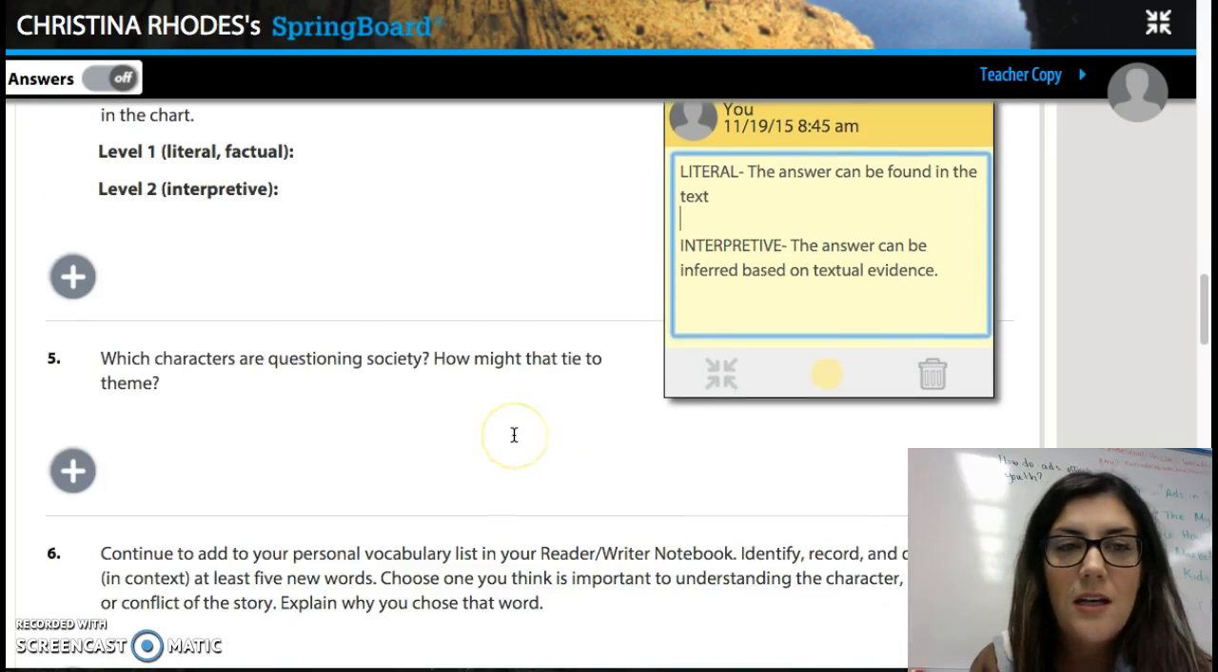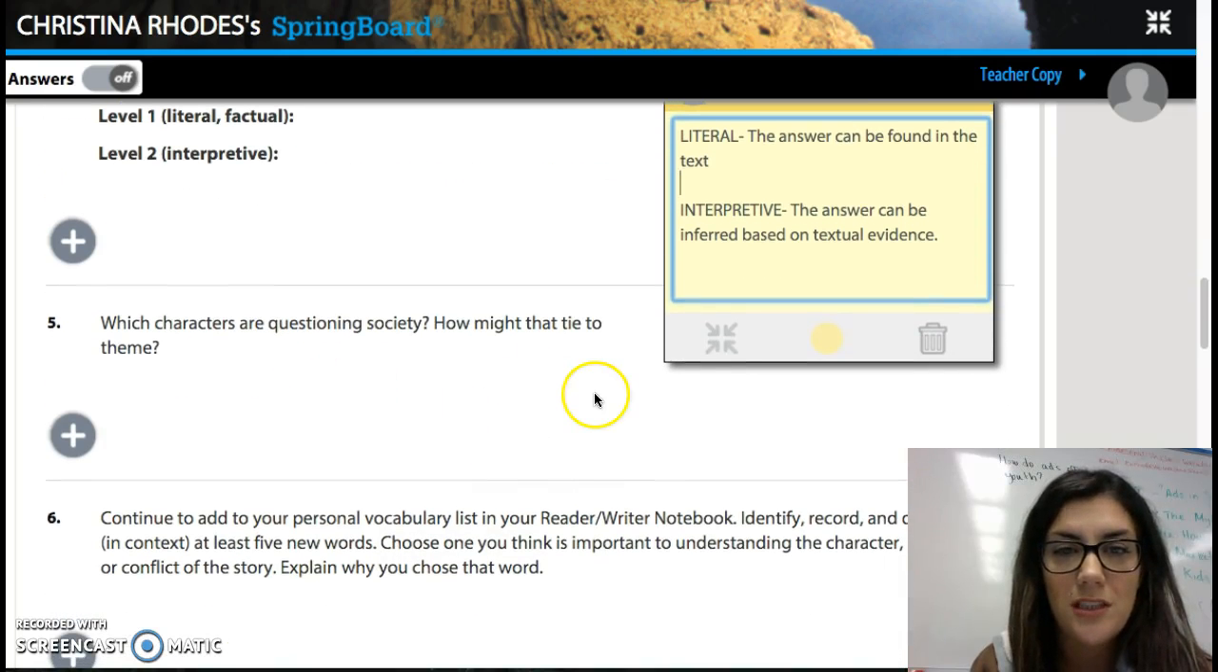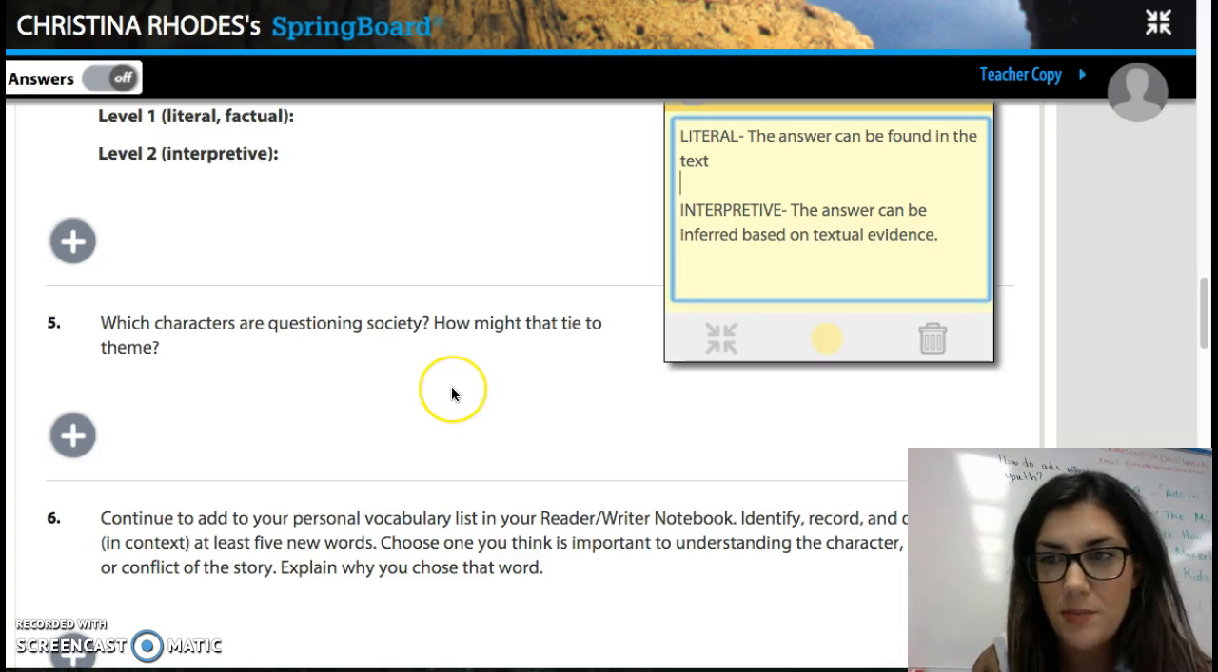4. Number 5, which characters are questioning society? How might that tie to the theme? You have to know what the theme is. Please tell your shoulder partner what theme is.